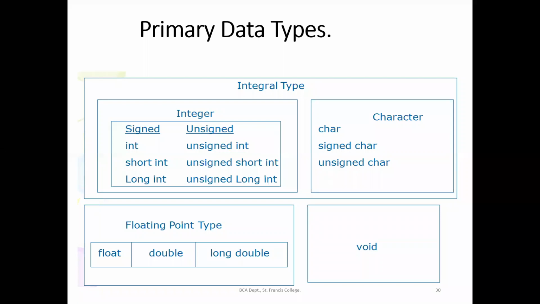So what are the 4 primary data types? Integer, float, character, and void. Is it clear? I will explain with the slides. I'm just giving a basic introduction here.